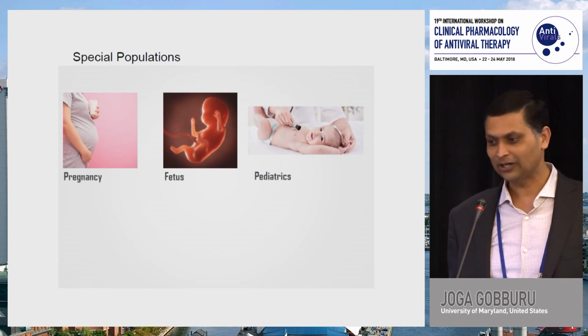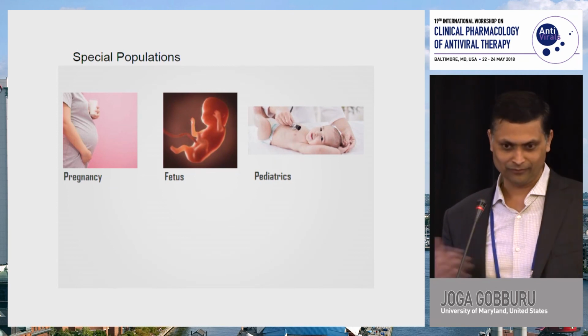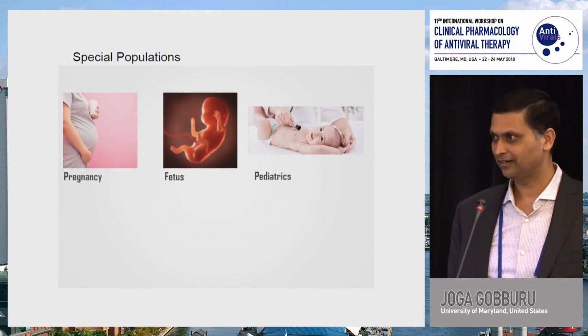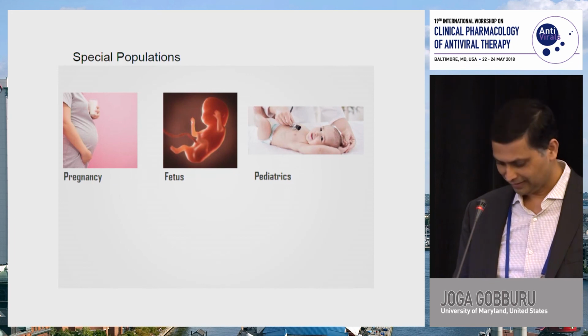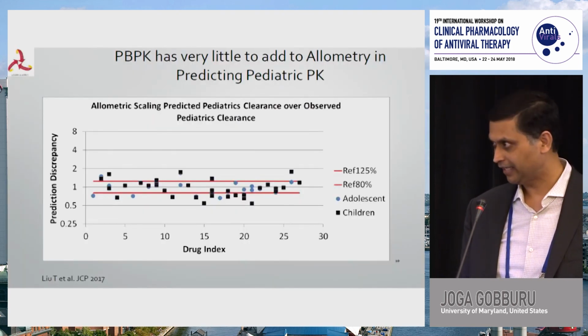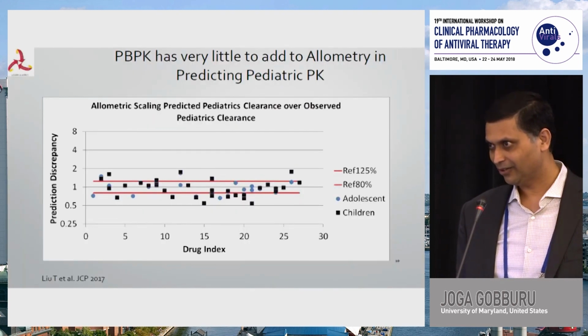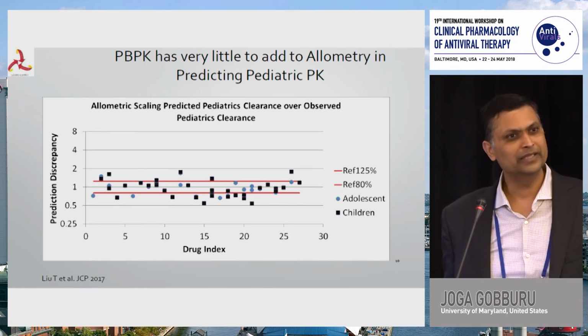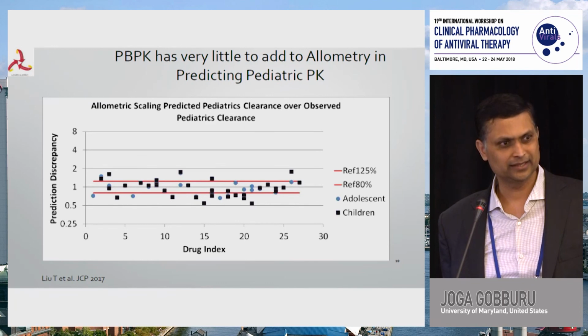So there are some folks who have argued with me saying that PBPK showed 5% better prediction over allometric scaling. So again, this is not where PBPK is supposed to be used.